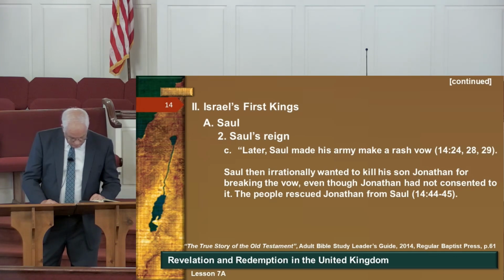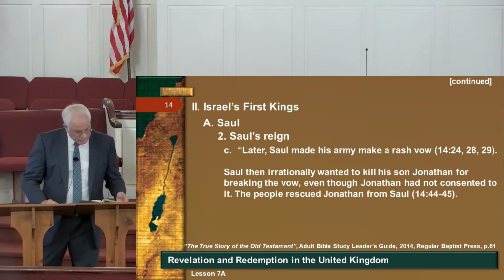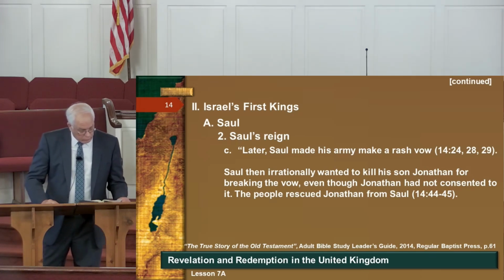verse 43. And then Saul said to Jonathan, Tell me, what hast thou done? And Jonathan told him and said, I did but taste a little honey with the end of the rod that was in my hand, and lo, I must die. And Saul answered, God do so, and more also, for thou shalt surely die, Jonathan.